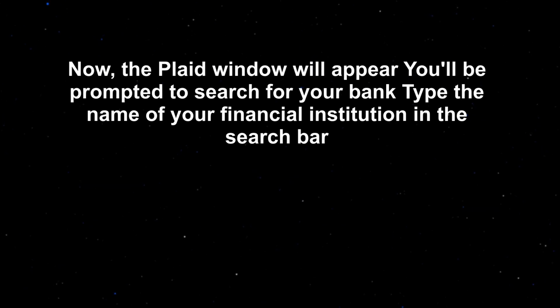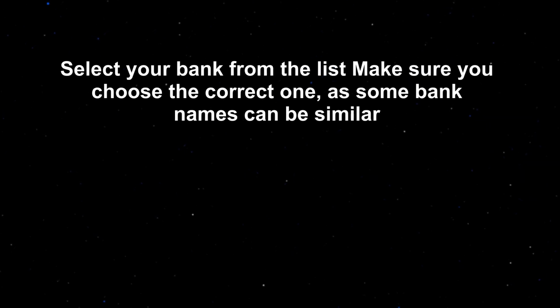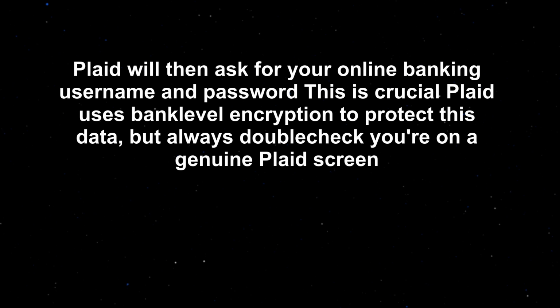Now, the Plaid window will appear. You'll be prompted to search for your bank. Type the name of your financial institution in the search bar. Select your bank from the list. Make sure you choose the correct one, as some bank names can be similar. Plaid will then ask for your online banking username and password.